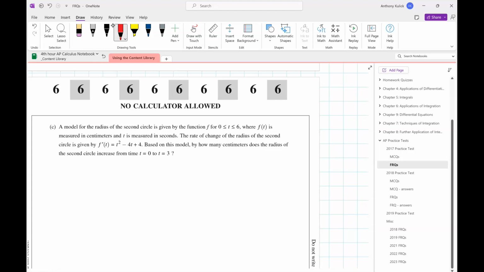Part C says a model for the radius of the second circle is given by the function f from 0 to 6, where f of t is measured in centimeters and t is measured in seconds. The rate of change of the second circle is given by f prime of t equals yada, yada, yada. Based on this model, by how many centimeters does the radius of the second circle increase from t equals 0 to t equals 3? This, I think, was the most correctly answered question on this FRQ.